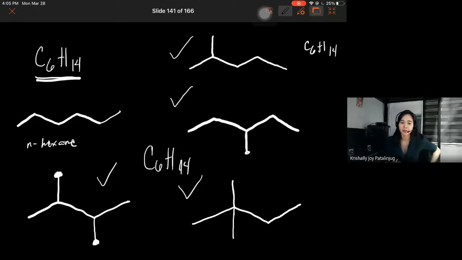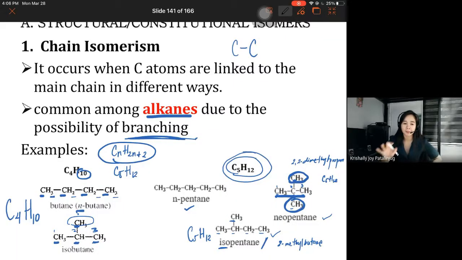Okay, so yan yung all about chain isomerism. Diba? Lahat ng dinro ko, nagkakaiba ngayon yung structures because of the branching. Diba? Yung alkanes, we could obtain isomers because of their possibility of branching. We simply produce branched alkanes, branched chain alkanes. Okay, so yan yung chain isomerism. Nakuha? So dapat inyo lang tandaan, it commonly occurs among alkanes.